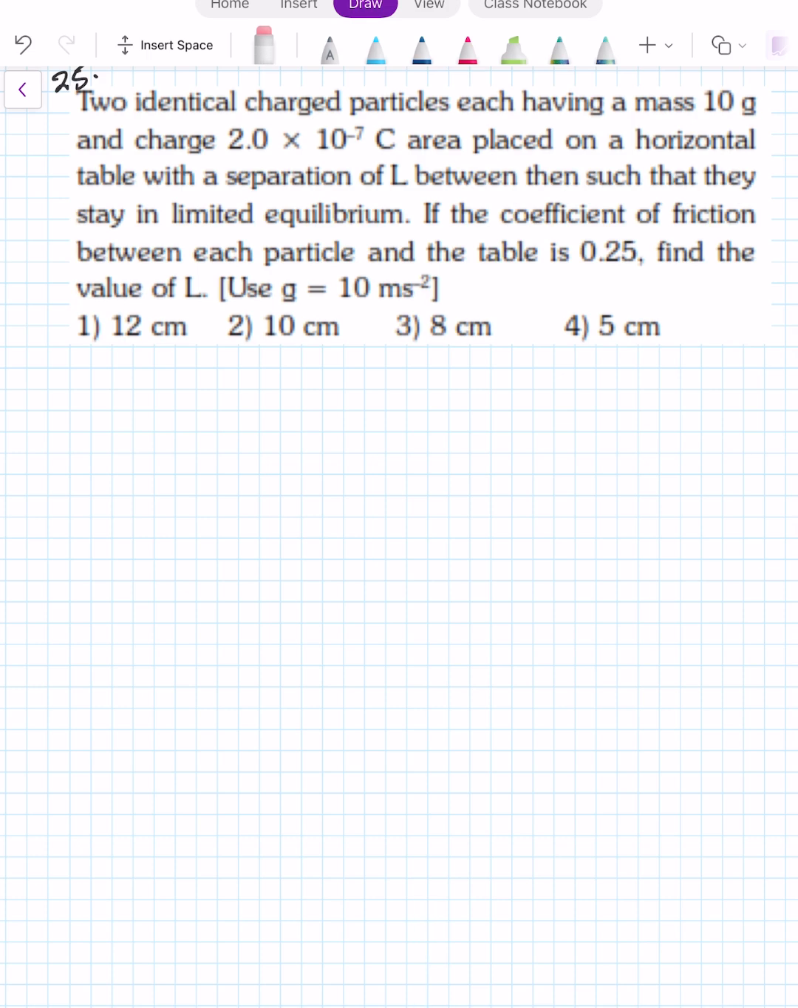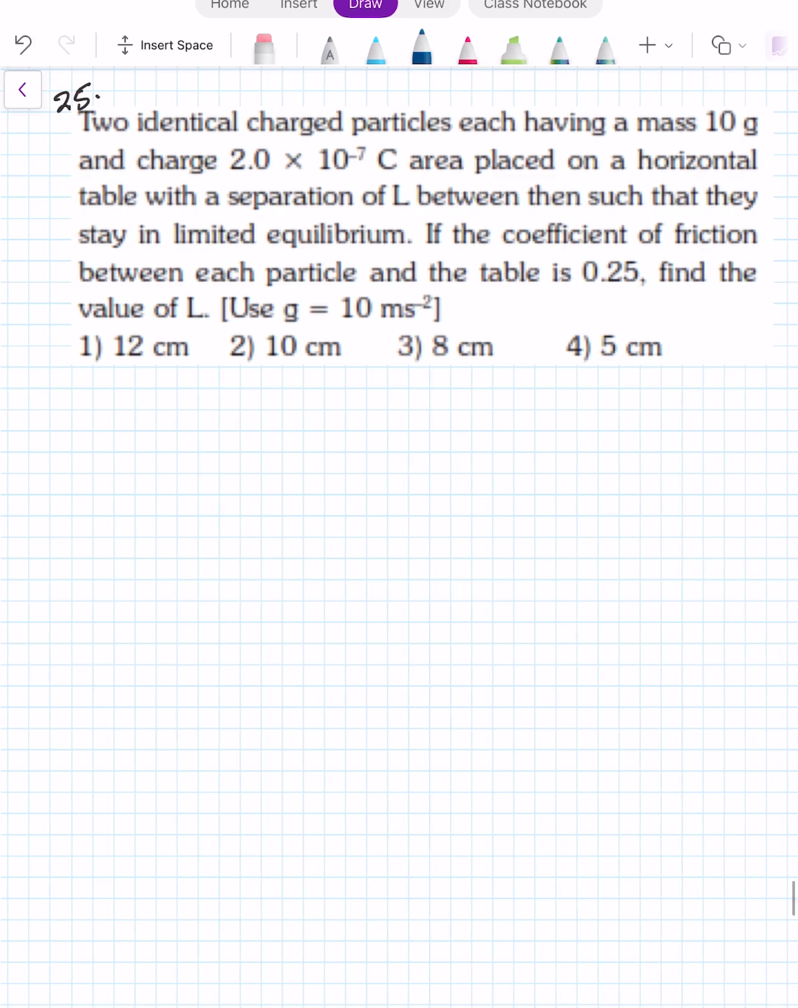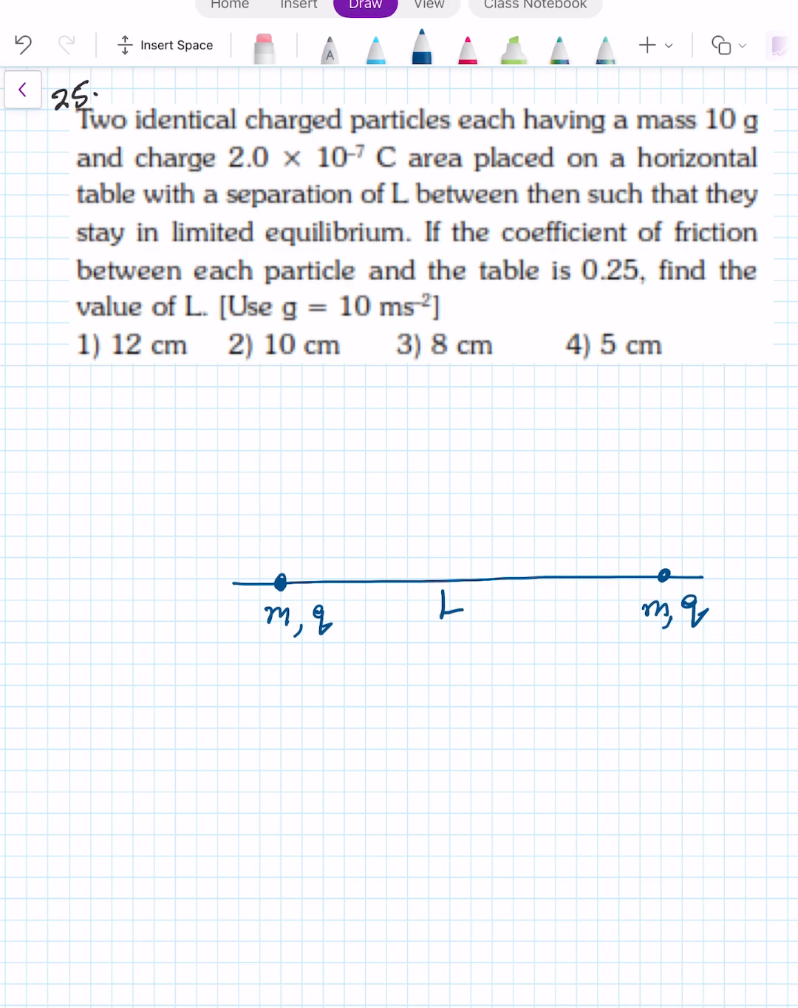Two identical charged particles, each having a mass of 10 gram and charge 2.0 microcoulomb, are placed on a horizontal table with a separation of L between them. Means two charged particles, both having the mass m and charge q, the values of m and q both are given, are placed at a distance of L such that they stay in limiting equilibrium, means there is an equilibrium between them.